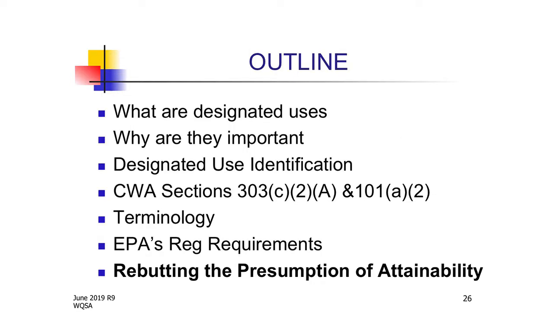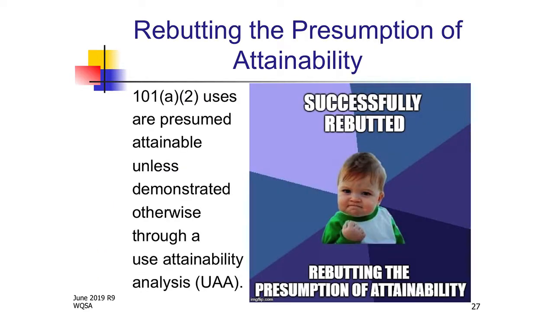Okay, rebutting the presumption of attainability. So 101(a)(2) uses are presumed attainable unless demonstrated otherwise through a use attainability analysis. So what does this mean? Rebutting the presumption is done through the UAA, and it's presumed that all waters can attain protection and propagation of fish, shellfish, and wildlife and recreation in and on the water.